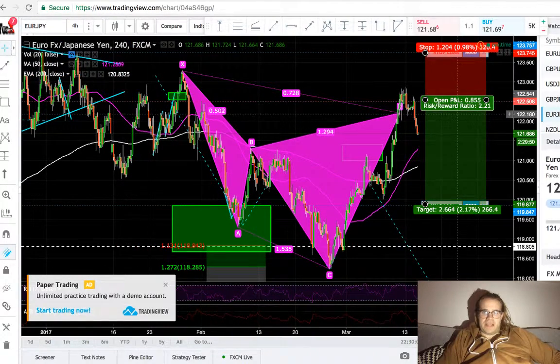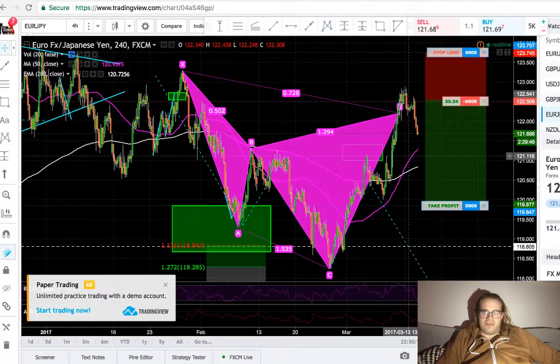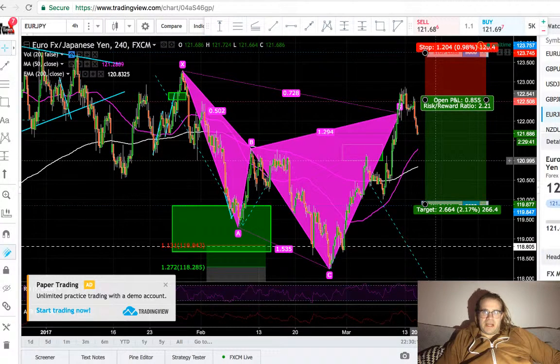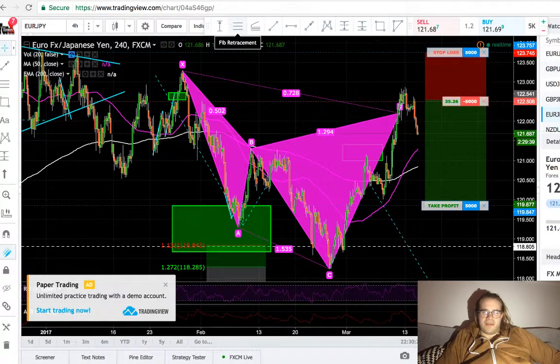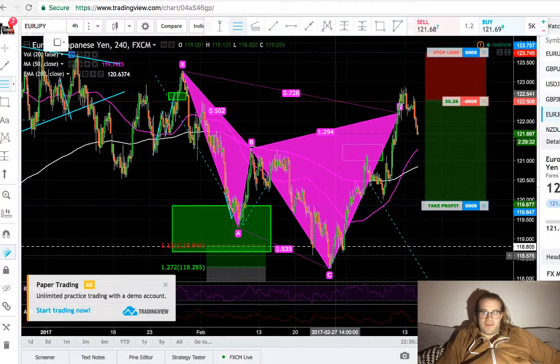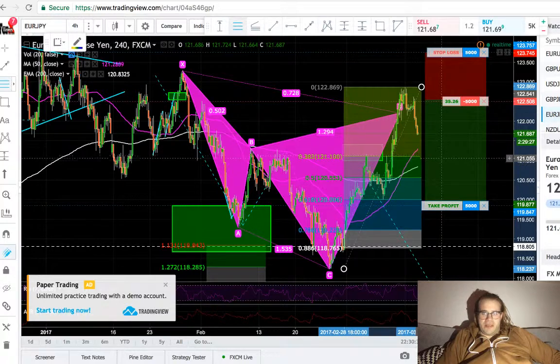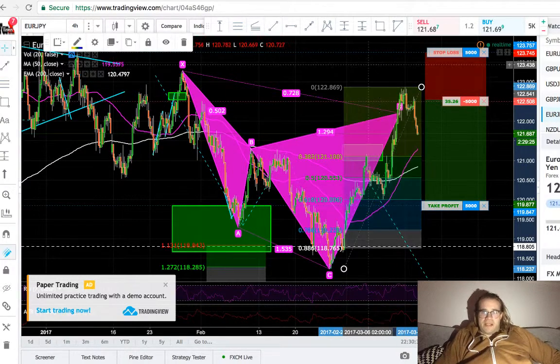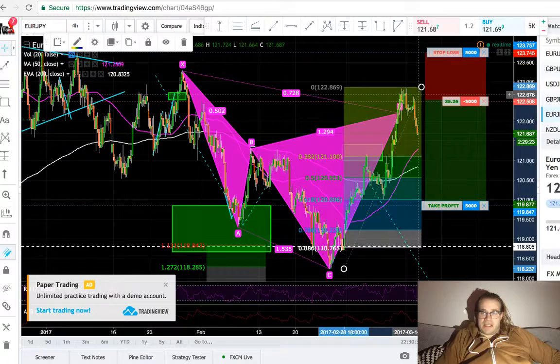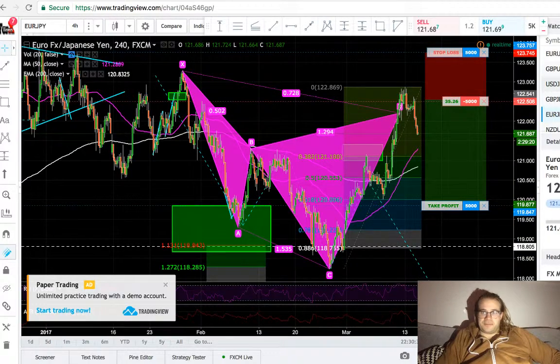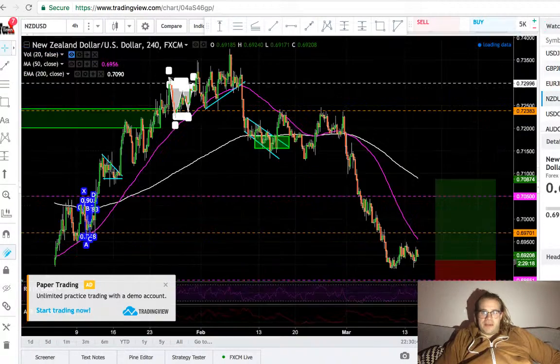Pretty nice look of this cipher pattern as of right now. I do think we're not gonna get straight down to it unless we have some drastic news, but I'm gonna be watching this, of course, when we hit the 38 right here. I'll be moving this to break even, but as of right now, we're just gonna let it slide. New Zealand dollar, not much there.